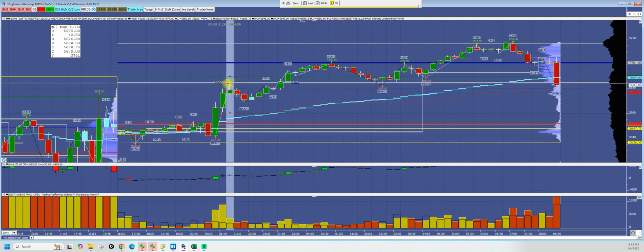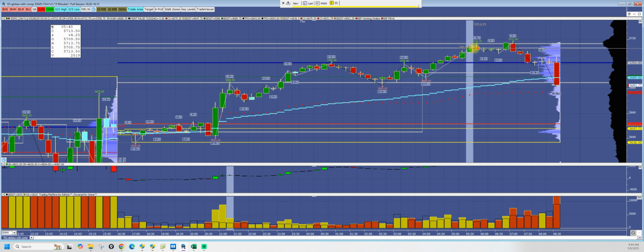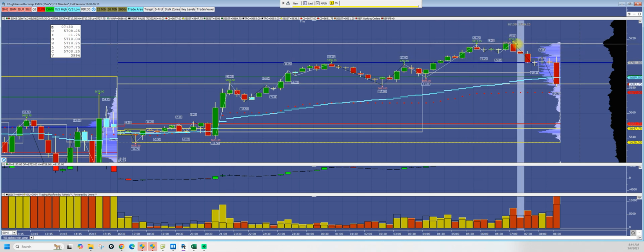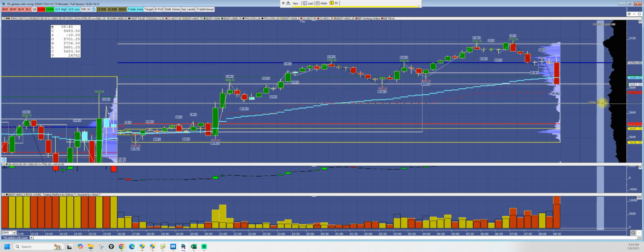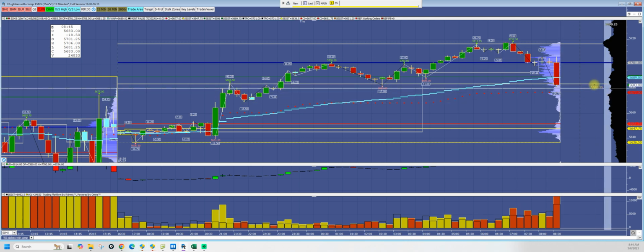Rotated us back up. You want to break out of balance? What do you need? OTF. And then we ground higher, got up here. China and Russia put out some news, rotated us back down, and currently, right now, we're trading at the 56.83.